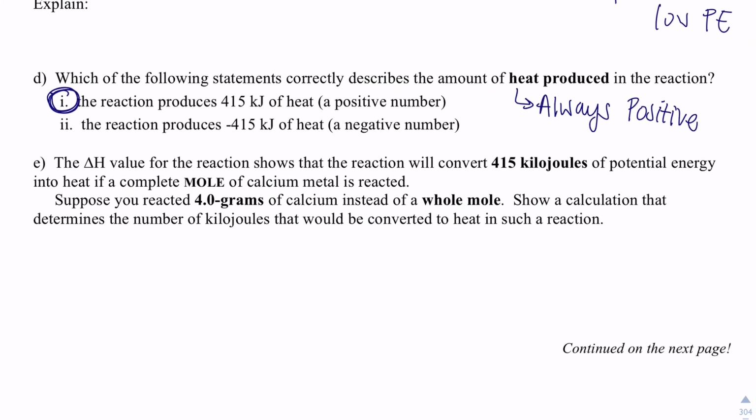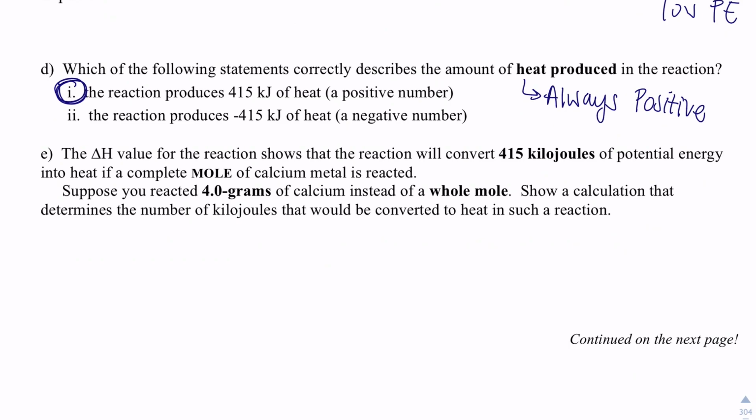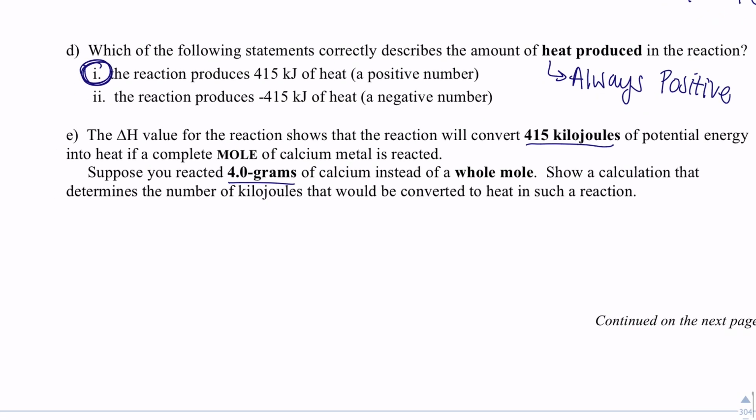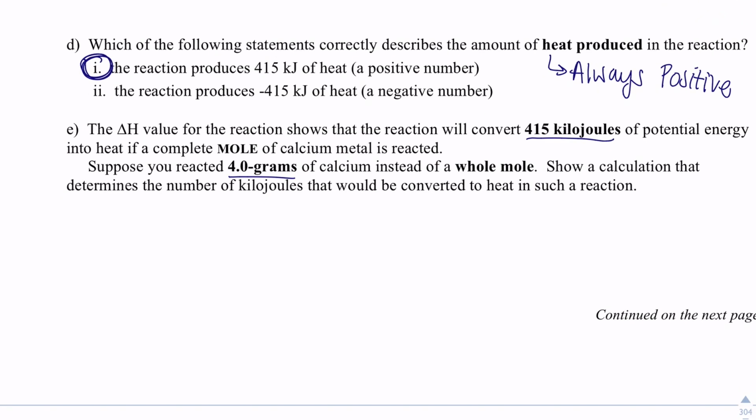The delta H value for the reaction shows that the reaction will convert 415 kilojoules of potential energy into heat if a complete mole of calcium metal is reacted. So, most chemists don't use such large amounts like that. Suppose you reacted 4 grams of calcium instead of a whole mole. How could we calculate the amount of heat produced?